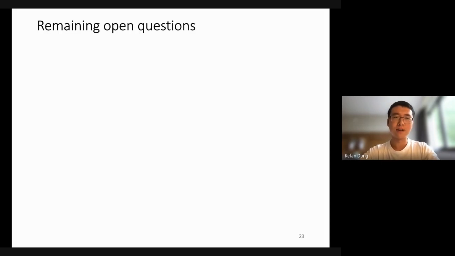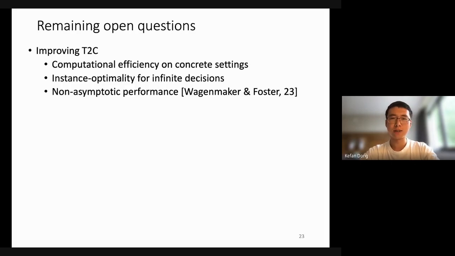Finally, there are lots of remaining open questions on the line of instance optimality analysis. First, we can try to improve the T2C algorithm. Our algorithm is particularly designed for simple exposition, so there are a lot of remaining open questions there. For example, we can look at the computational efficiency of our algorithm on concrete settings. And we can also look at instance optimality for the cases where we have infinite decisions.